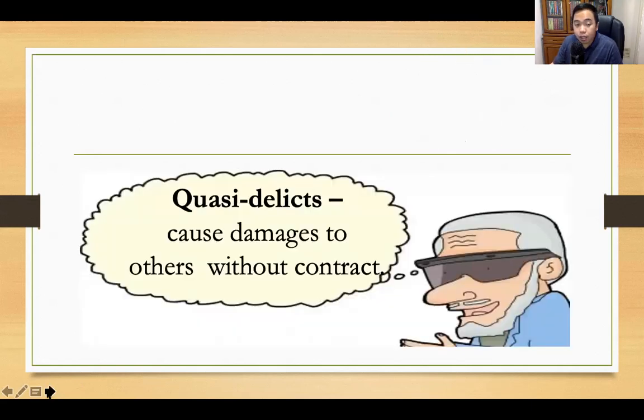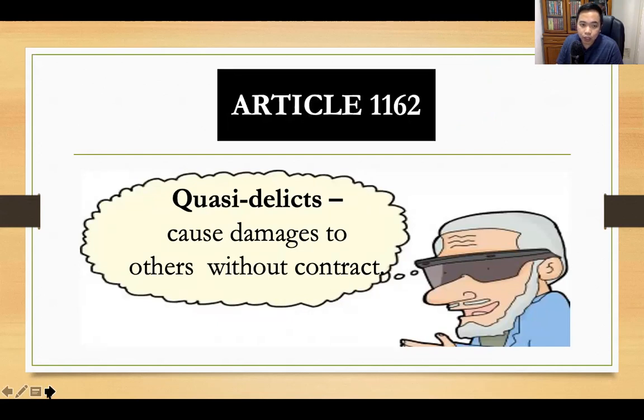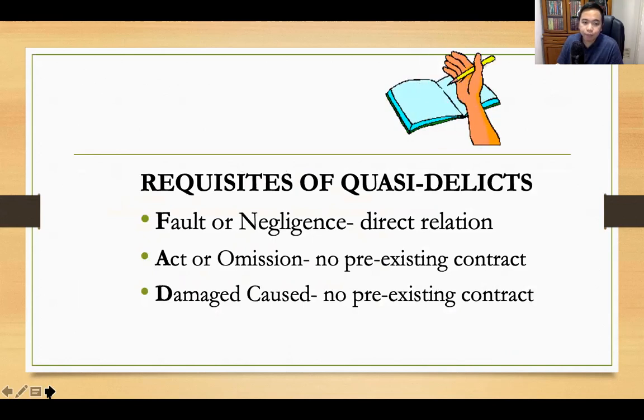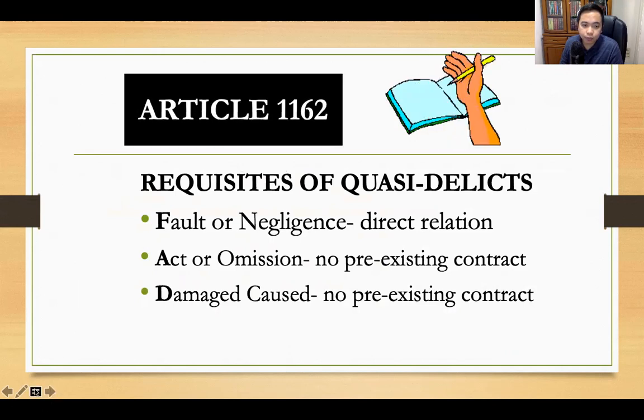Now, quasi-delicts, this is what we have discussed earlier. These are damages to another person without a contract. What are the requisites of a quasi-delict? There must be fault or negligence, and there is an act or omission where there is no pre-existing contract, and then damage caused to another.